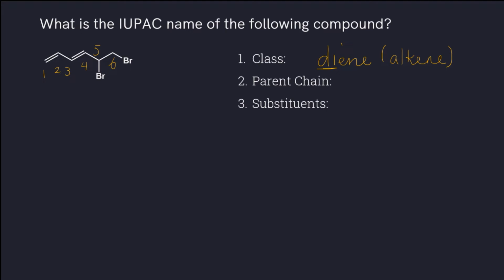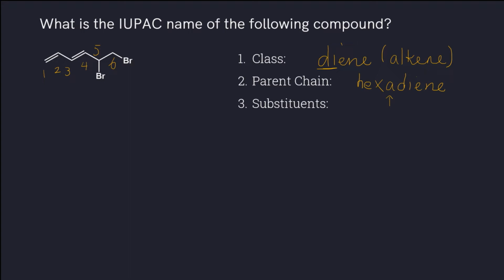This is a 6-carbon diene, so this is a hex prefix, and we name this as a hexadiene. If this were a simple alkene with only one double bond, this would be hexene. But because this has two double bonds, we name this as a diene, and we write the letter a here to make it easier to say. So rather than saying hexdiene, this is hexadiene.